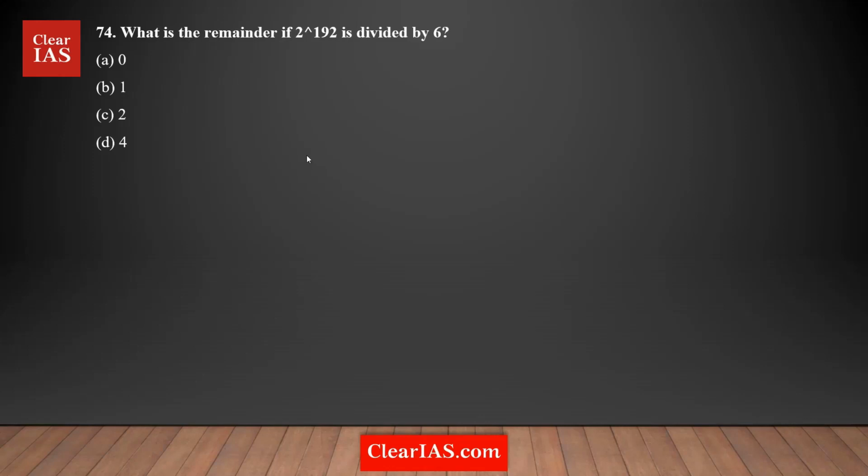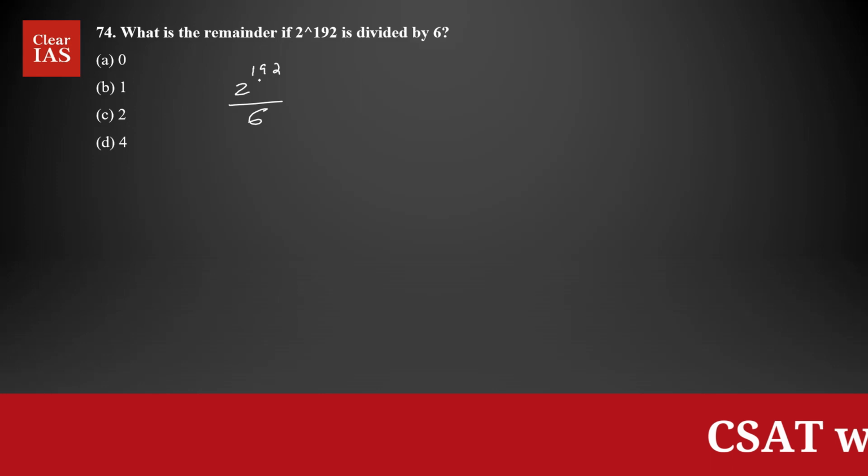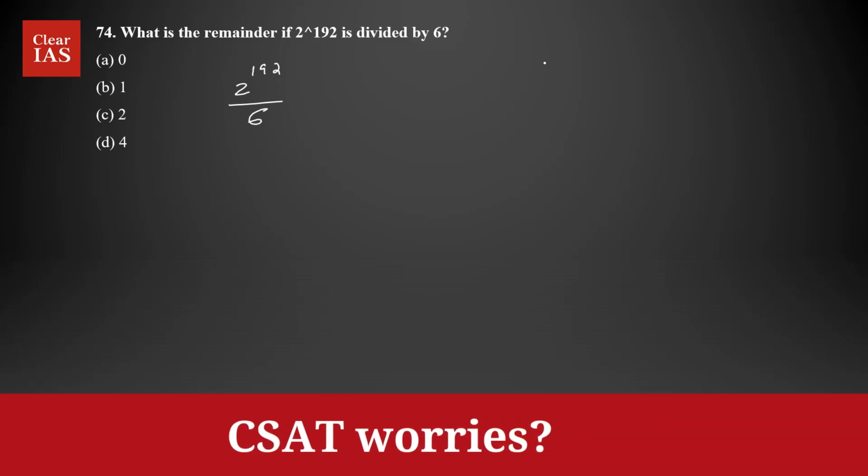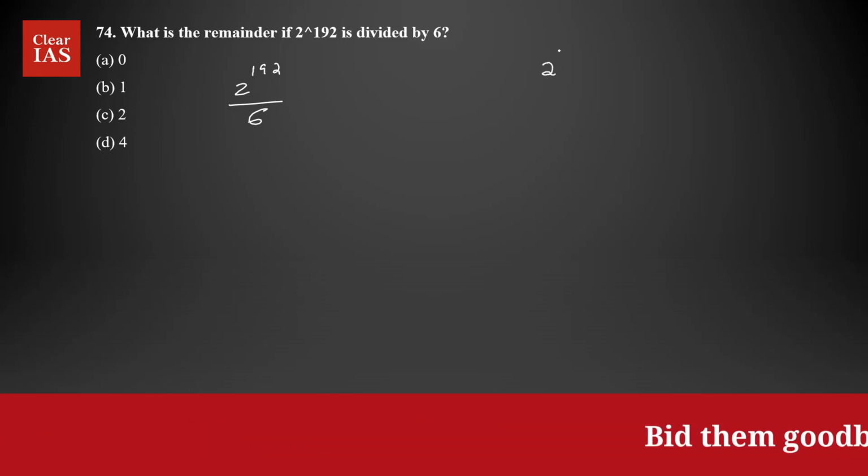So I need to find what is the remainder if 2 to the power 192 is divided by 6. It's not a practical idea to divide this entire number, right? So the best idea is to figure out a pattern. Let's start with the small powers of 2, starting with 2 to the power 1.